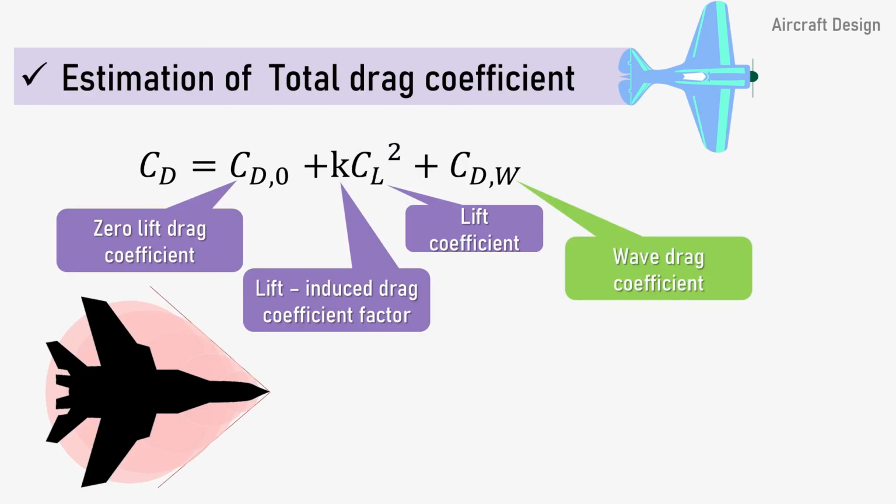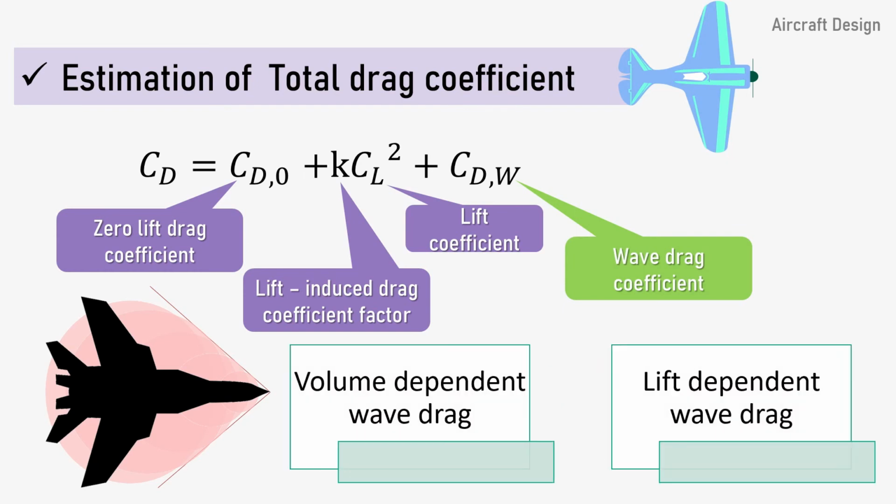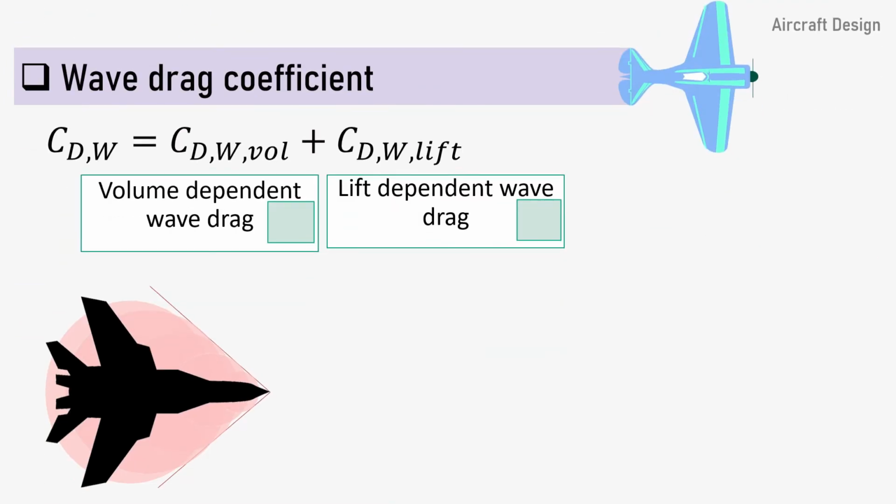But in case of supersonic flight, in addition, wave drag will be included. How to find the same? Wave drag consists of two parts. The first part is the volume dependent wave drag and the second is the lift dependent wave drag. So the wave drag equals the lift dependent plus the volume dependent.